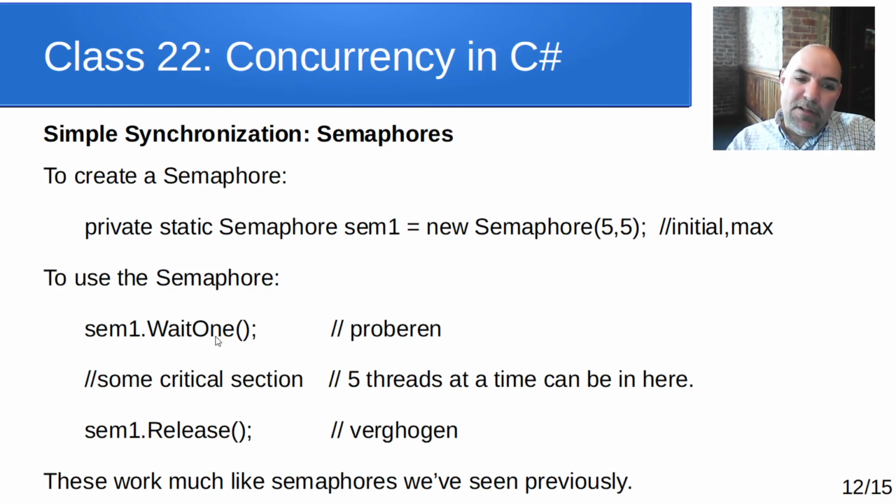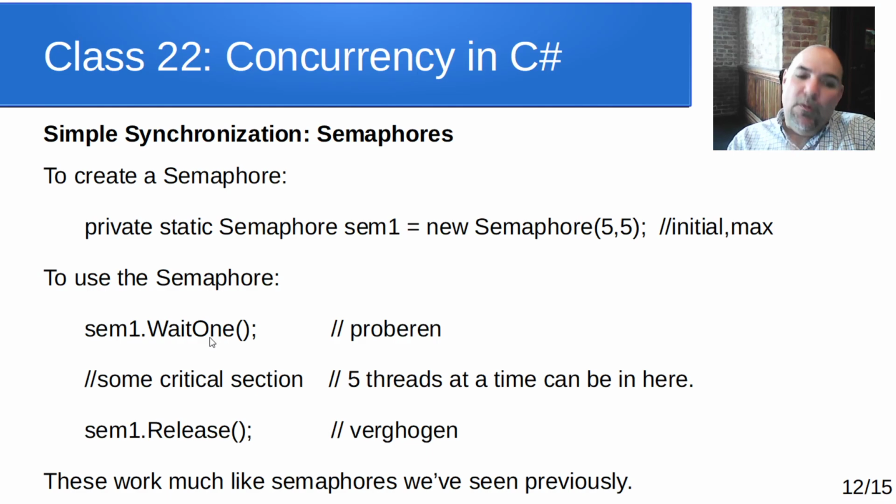If I wanted a semaphore that just had 1, I could put 1 and 1. But if I put 5 and 5, it's going to allow 5 threads to continue past the wait. That's essentially the P operator that we saw previously with semaphores, or Proberen, which basically says if the value is greater than 0, subtract 1 and continue on. But if the value ever gets down to 0, then we block and wait.